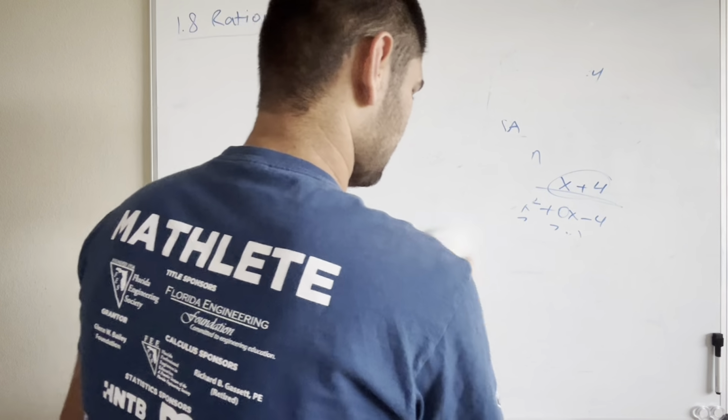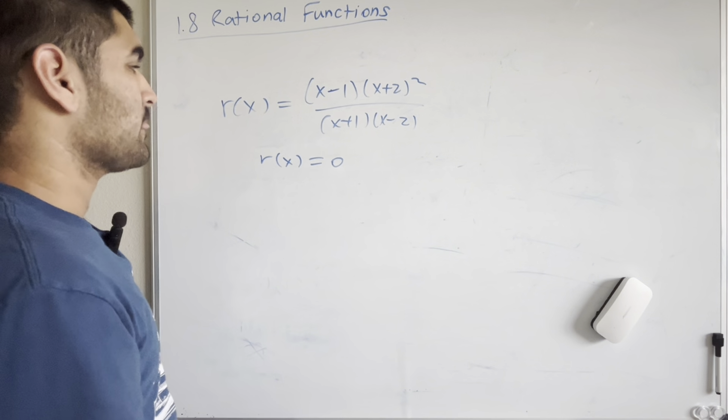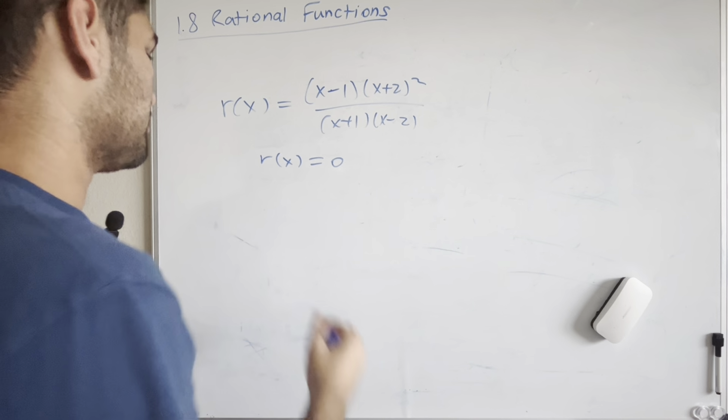So let's say we have some rational function, and I'll just use the same one that we used in the last example, which I believe was x minus 1 times x plus 2 squared over x plus 1 times x minus 2. I believe that's what it was. So the zeros, basically we're asking the question, where does r of x equal 0, right? So we could just set this whole expression equal to 0.